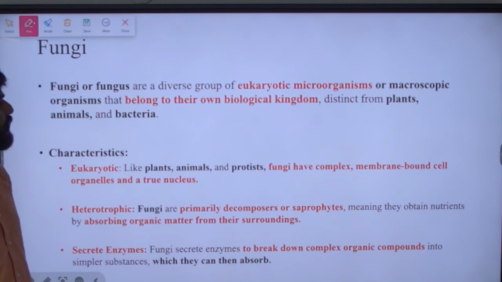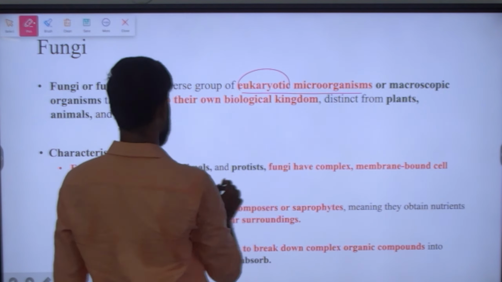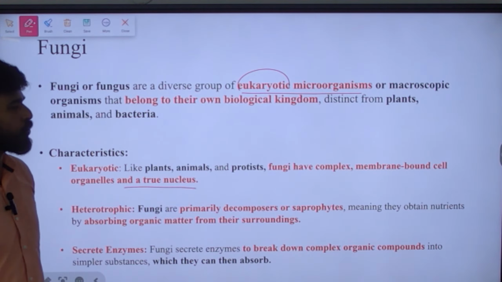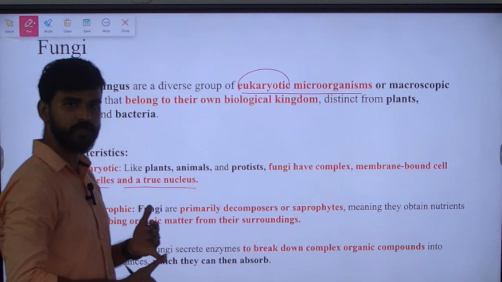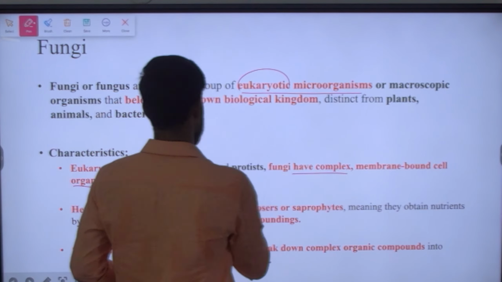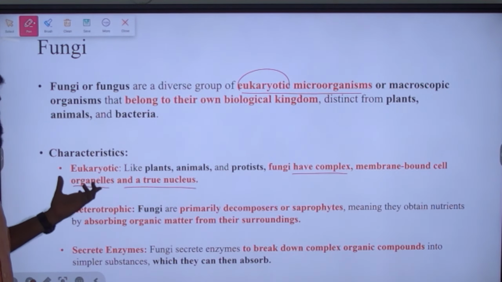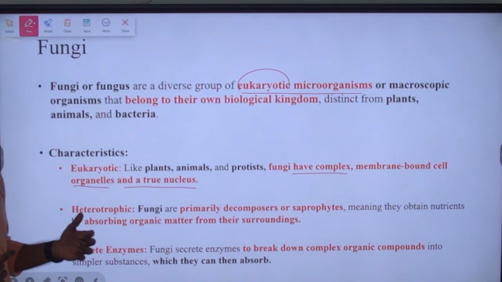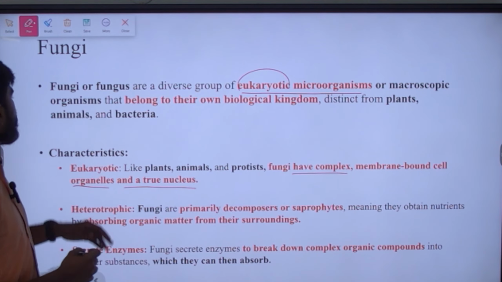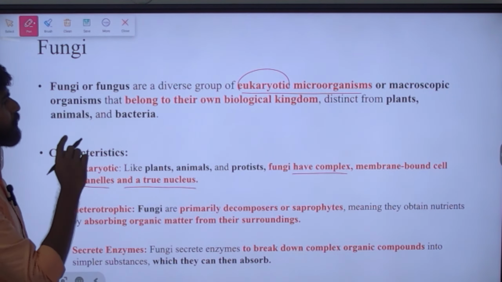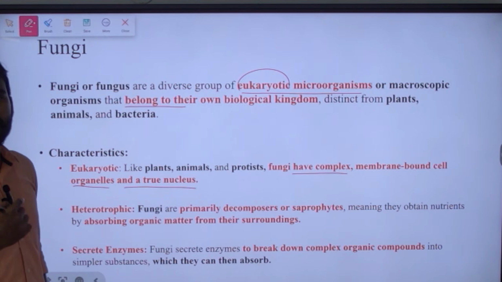Fungi or fungus is a diverse group of eukaryotic microorganisms. What is eukaryotic? Eukaryotic means the one which has true nuclei and membrane bound cell organelles. So there must be membrane bound cell organelle, and then it will be complex. The organelles will be complex, and it will also be having a true nucleus. Only then it is eukaryotic. The opposite of this is prokaryotic. The best example for prokaryotic would be bacteria. Okay, so fungi, it is a eukaryotic organism and it belongs to their own biological kingdom.